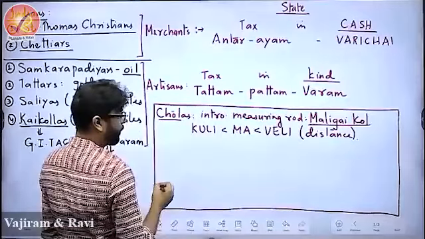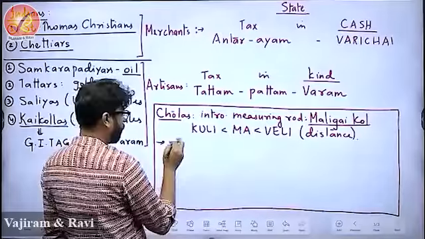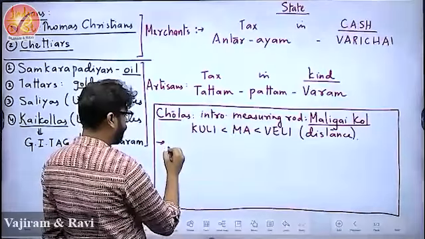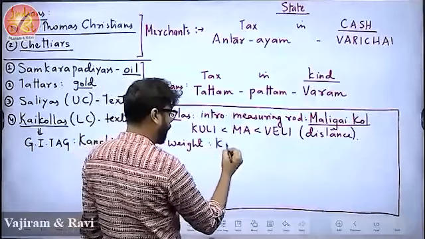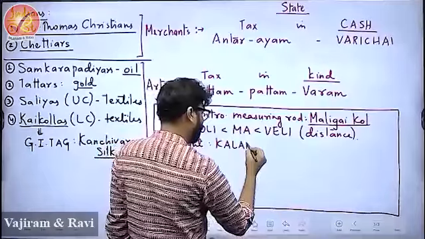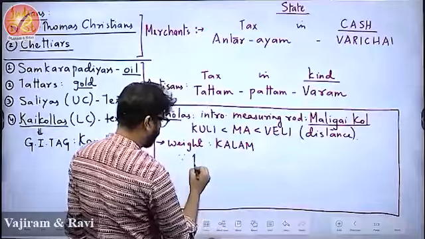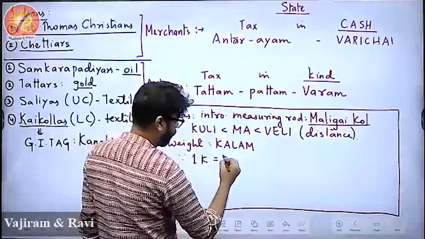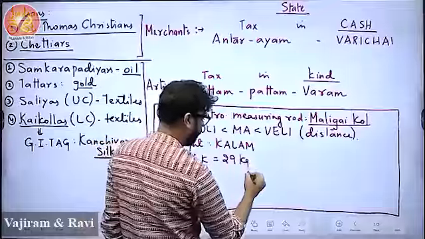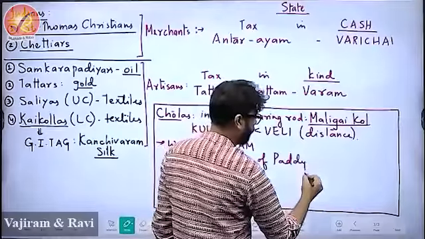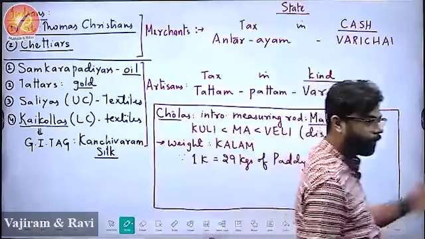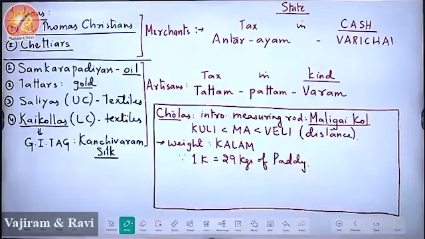Now what if you're producing grains? So on the piece of land, the weight of your tax is measured in a unit called kalam, where 1 kalam is equal to 29 kgs of paddy today. So the measurement system was fixed by the Cholas.